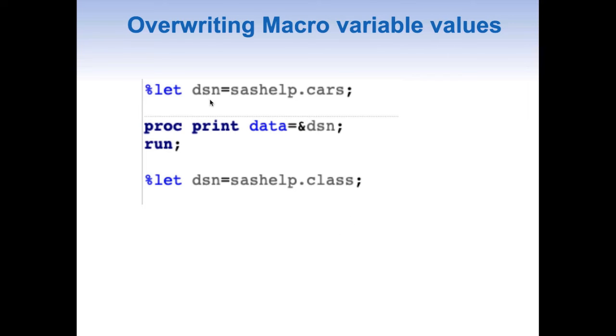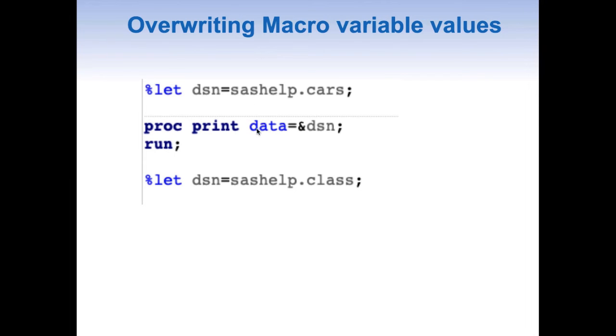Here I am defining a macro variable, %let dsn equal to sashelp.cars, and I am referencing this macro variable in my proc print. As my macro variable value is sashelp.cars, the proc print will print the sashelp.cars dataset. Now that we have created a macro variable does not mean that the macro variable is there for the whole SAS session. We can always overwrite it.